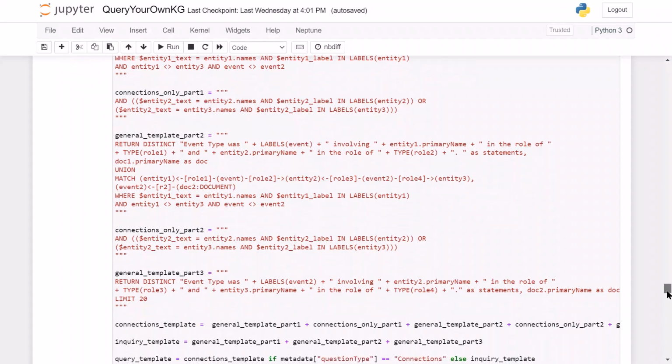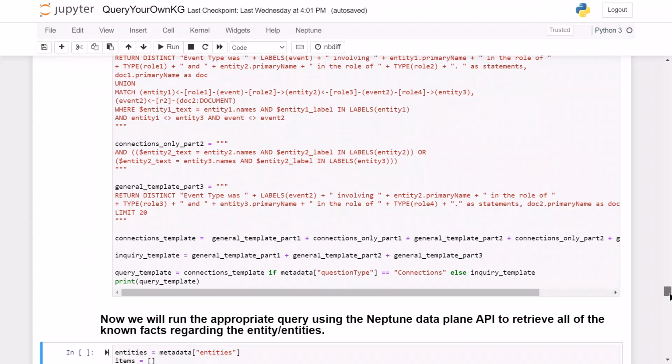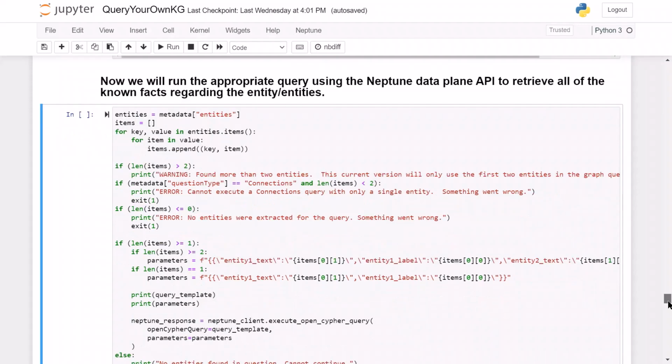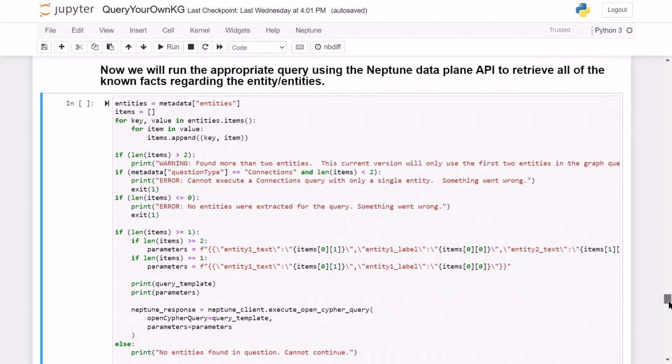So I've created these query templates, and now what I want to do is run these templated queries on the Neptune data plane API. I'm going to go through that list of entities that I extracted, and I have some checks here to make sure it's sending the proper information. It identified two entities in the case of a connections query, not more, not less. So there are some guardrails here, and then it's going to actually extract the facts that I told it to and write the queries.